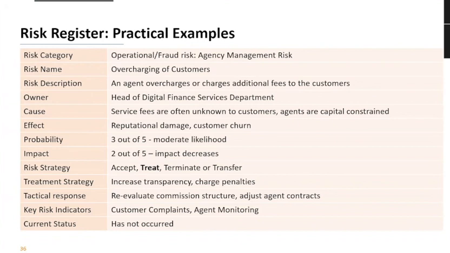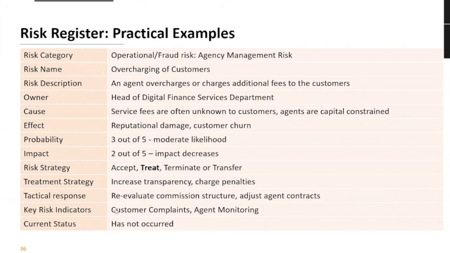The treatment strategy would be increased transparency and charging more penalties from agents. So the tactical response will be to reevaluate the commission structure and adjust agent contracts. Here the treatment strategy could also be applying a notification or SMS when the customer is doing a transaction, a customer receiving an SMS. And that also has to be supported by the core banking system.